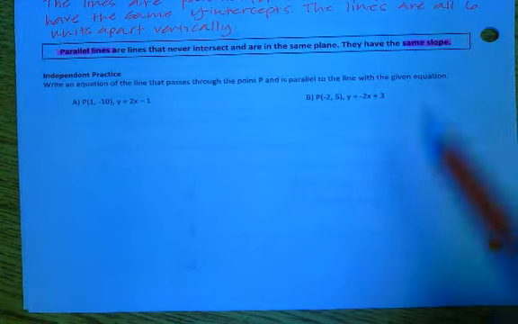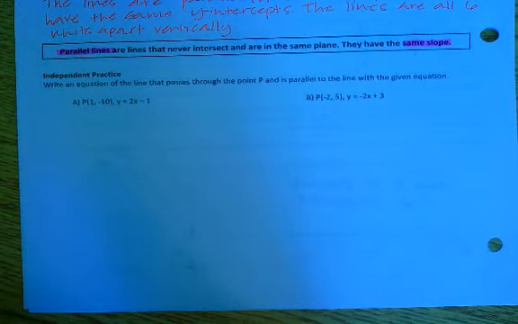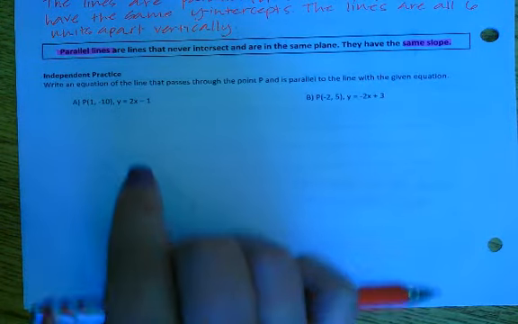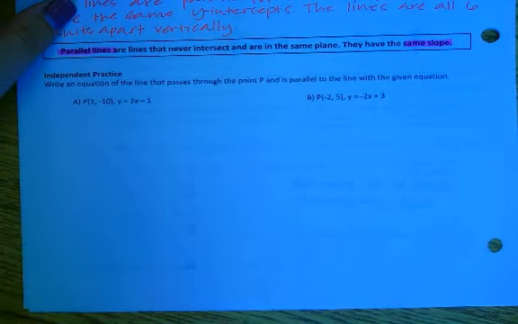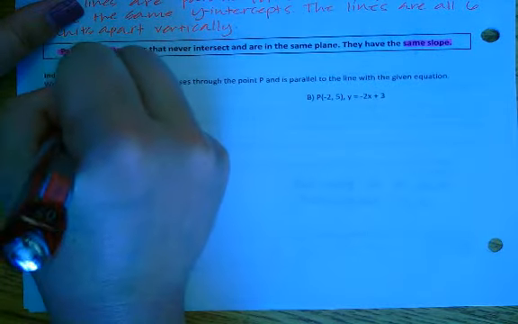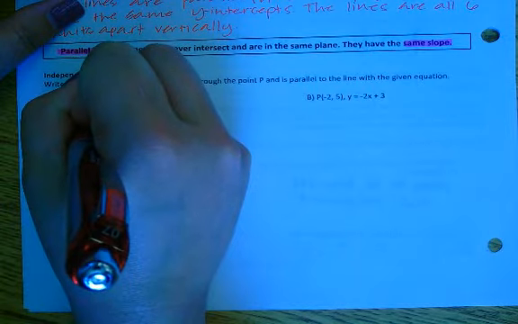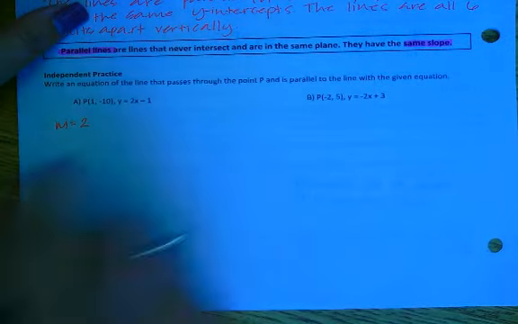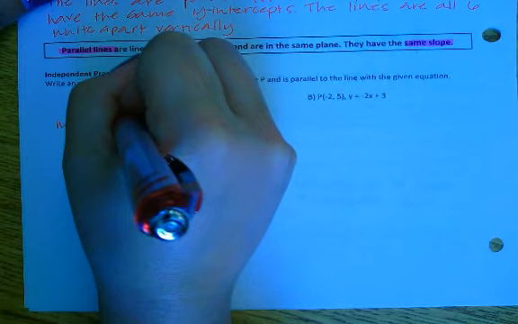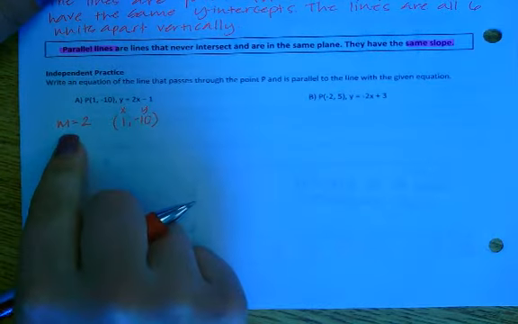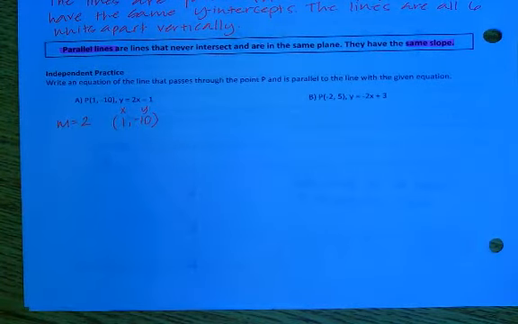Okay, when you're given a point and a line and you want to figure out the equation of a new line that's parallel but includes the point, what has to be the same between my equation and my given equation? The slope. So I know my slope has to be 2. I also have my point, 1, negative 10. If I have an x and y value here and a slope, how can I write an equation of a line?